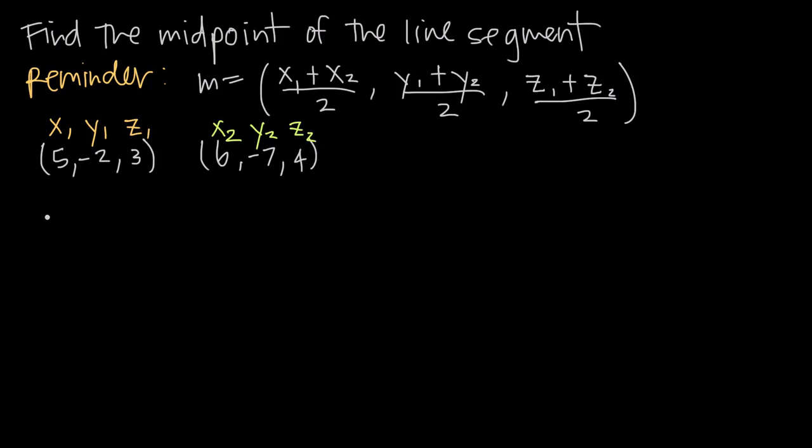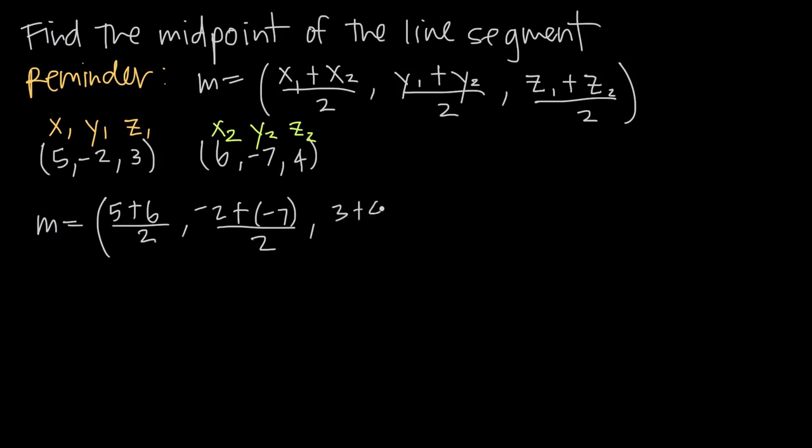So now that we've got those labeled, we're going to go ahead and say our midpoint is going to be x sub 1 plus x sub 2. So x sub 1 is 5 plus x sub 2 is 6, all divided by 2. For y here, we're going to get y sub 1, -2, plus y sub 2, -7, all divided by 2. And then for the z value that represents the midpoint, we're going to say 3 plus 4, all divided by 2. And when we simplify here, we're going to say the midpoint is 11 over 2.